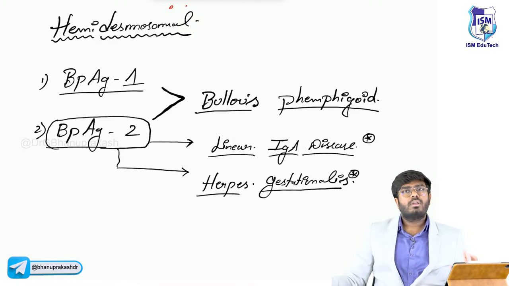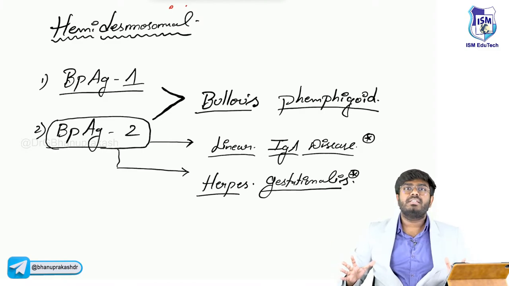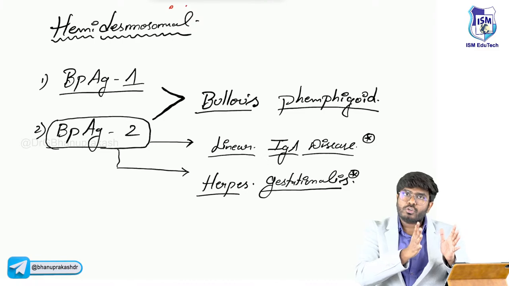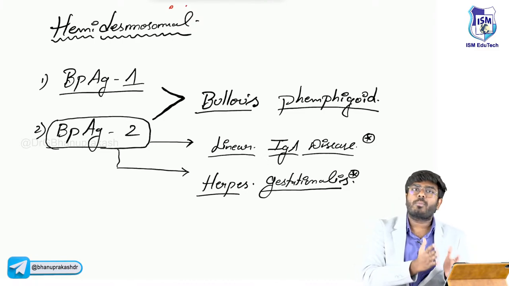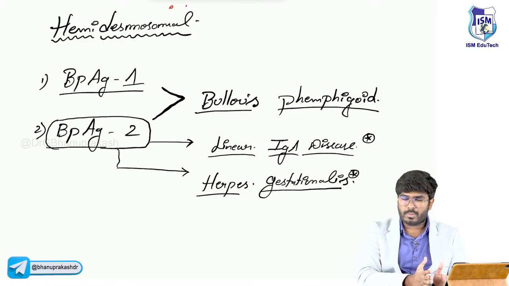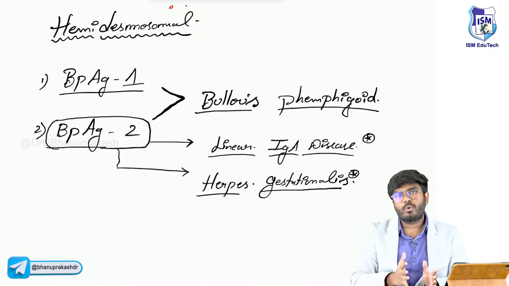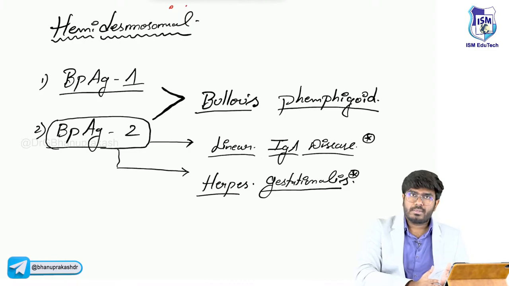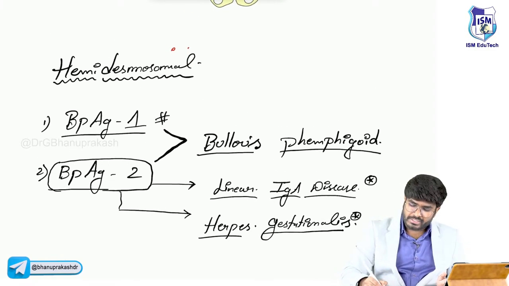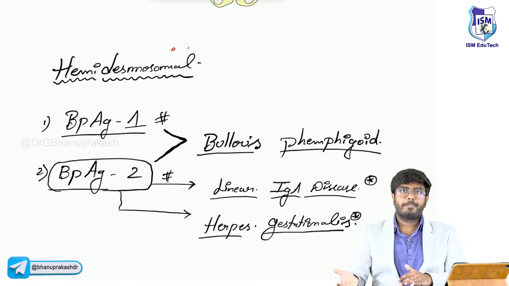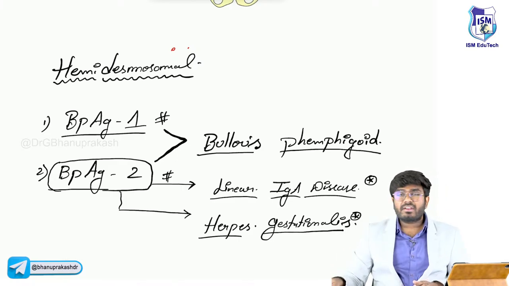So this class will be enough. Now we are starting with the ABCDs. First, you should know what is normal physiology: normal junctions, normal junctional proteins, normal desmosomal proteins, normal hemidesmosomal proteins. First, know the normal. After knowing the normal, you can understand the abnormalities. So this will be enough for today.